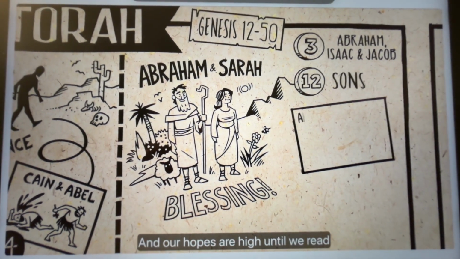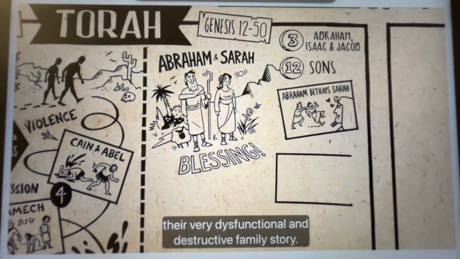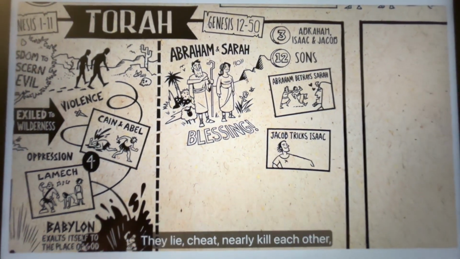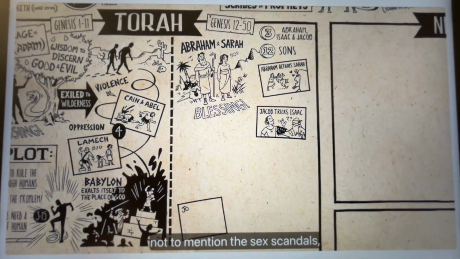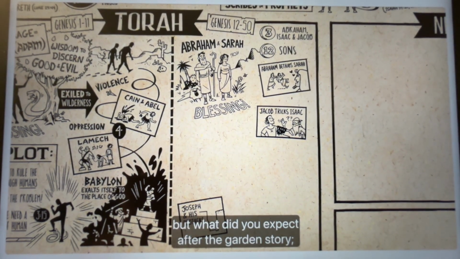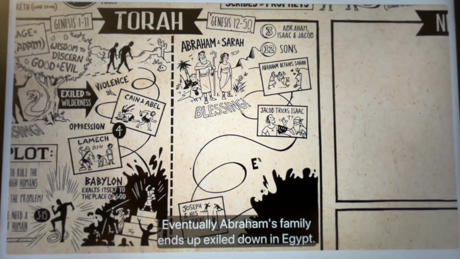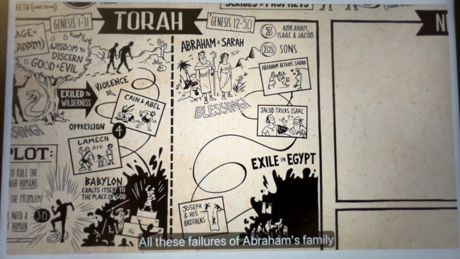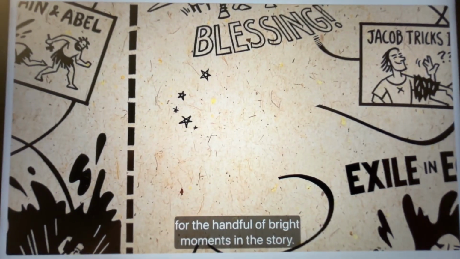And our hopes are high until we read their very dysfunctional and destructive family story. They lie, cheat, nearly kill each other, not to mention the sex scandals. But what did you expect after the garden story? They're humans. Eventually, Abraham's family ends up exiled down in Egypt. All these failures of Abraham's family form a dark background for the handful of bright moments in the story.